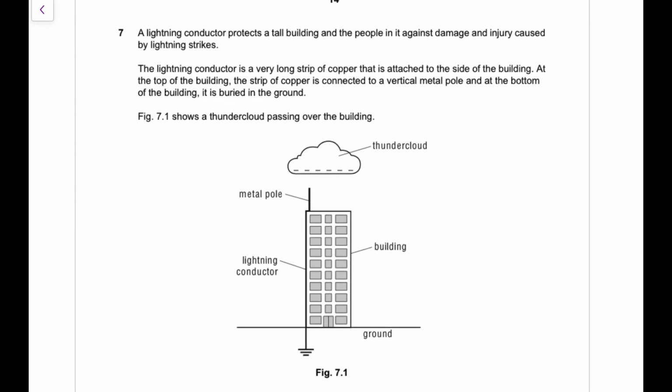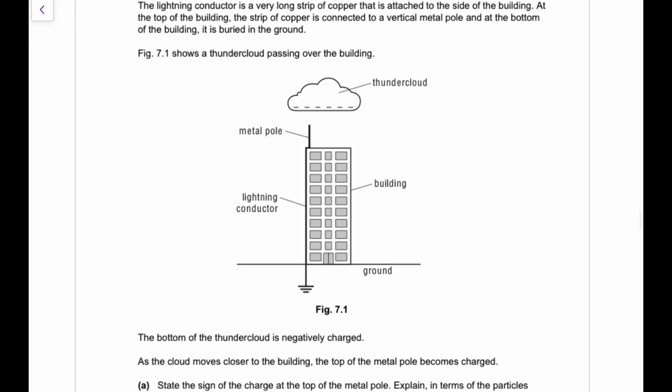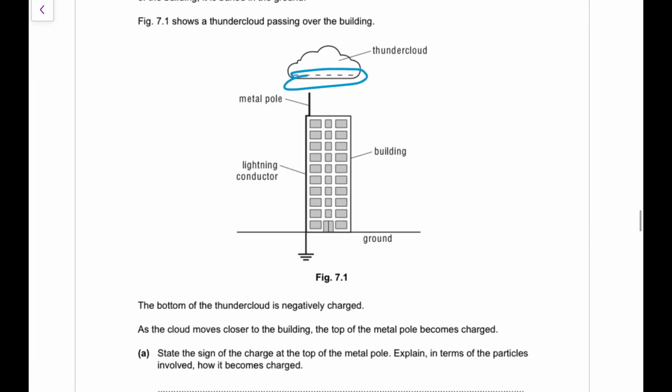Question 7. A lightning conductor protects a tall building and the people in it against damage and injury caused by lightning strikes. The lightning conductor is a very long stripe of copper that is attached to the side of the building. At the top of the building, the stripe of copper is connected to a vertical metal pole, and at the bottom of the building, it's buried in the ground. Figure 7.1 shows a thundercloud passing over the building. The bottom of the thundercloud is negatively charged over here. As the cloud moves closer to the building, the top of the metal pole becomes charged.